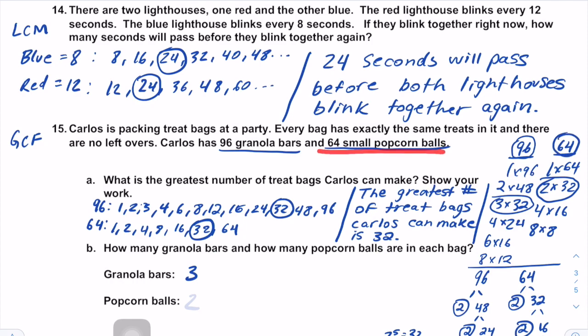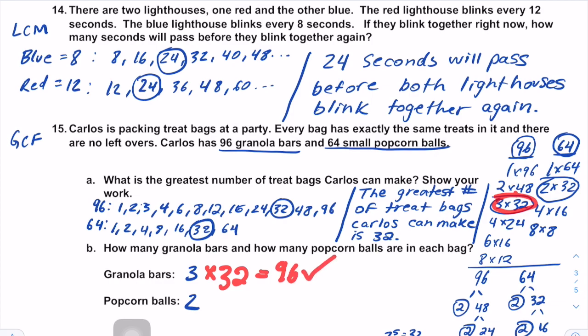The factor pair here was 2 times 32, which means there are 32 bags with 2 popcorn balls in each. A good thing to do just to double check is to see if the number of granola bars match up with what was in the question. So if I look at my factor pair and I see I did 3 times 32, if I solve for this, I do see that I get 96, and I did have 96 granola bars to begin with.